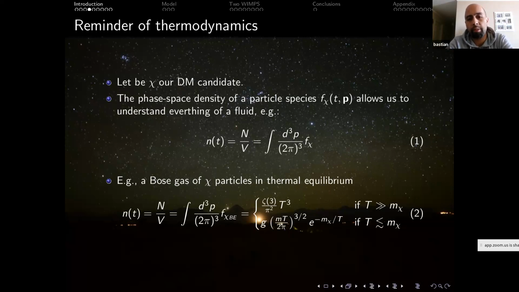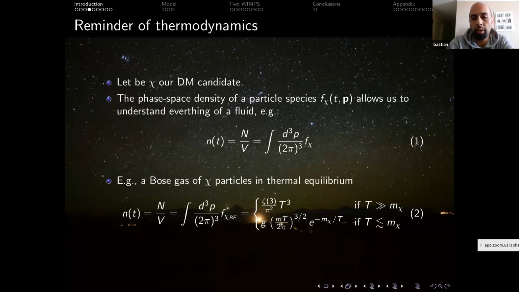And remember that the phase space density is the basic tool in order to get the number density of a certain particle number, which you can calculate only integrated in the 3-momentum space. For instance, if you remember, take a Bose gas of these particles in thermal equilibrium, and you can derive these expressions for 2 regimes, when the temperature is much higher than the mass of the dark matter particle.